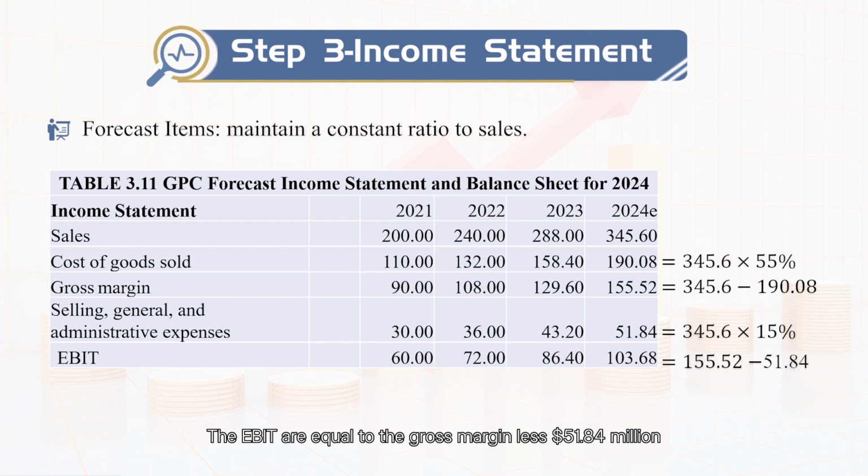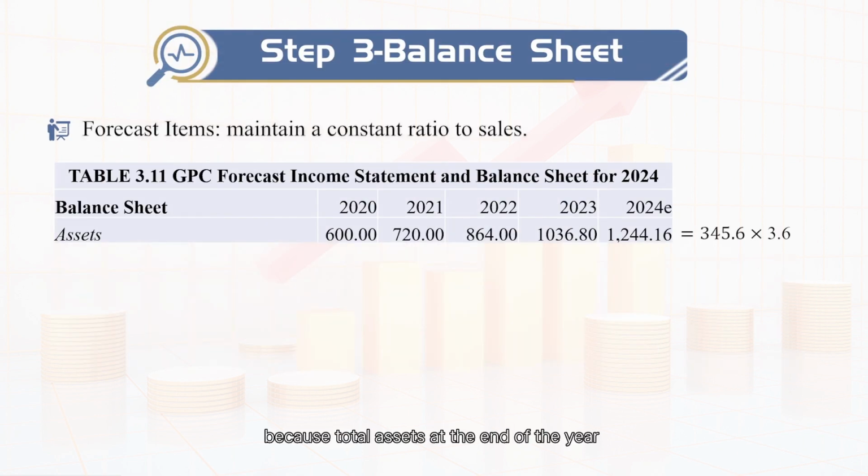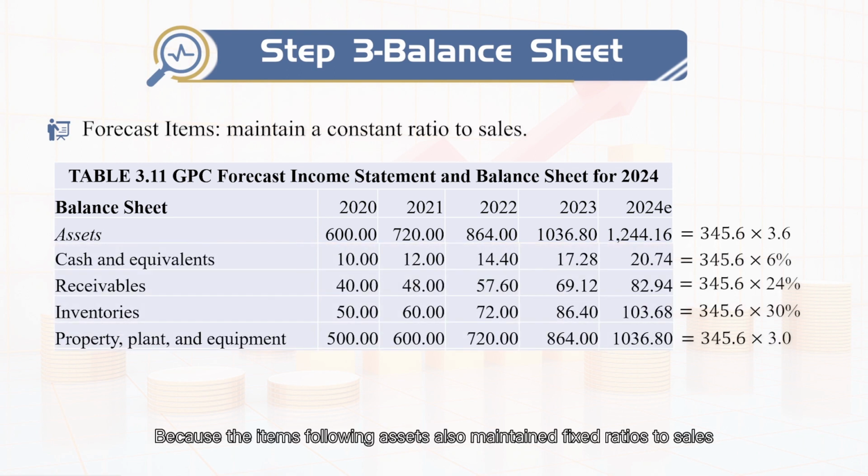The EBIT is equal to the gross margin less $51.84 million. For the balance sheet, because total assets at the end of the year have been 3.6 times annual sales, the total assets forecast for the end of 2024 is $345.6 million multiplied by 3.6, which is $1,244.16 million. Because the items following assets also maintained fixed ratios to sales, the value of each item is forecasted to be sales, $345.6 million, multiply the corresponding fixed ratio. The specific calculations are given as follows.